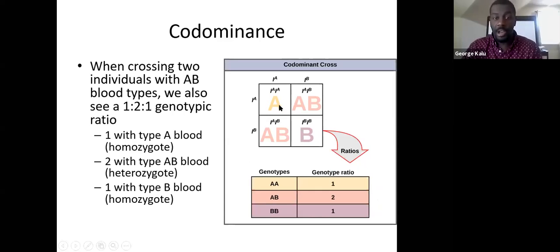If you cause those heterozygotes to mate, again, we're going to see that same 1:2:1 genotypic ratio, where we see one person with type A blood who's a homozygote, two people with type AB blood who are heterozygotes, and one person with type B blood who's a homozygote as well. So whenever you're crossing heterozygotes, we're going to see that same 1:2:1 genotypic ratio, where you have a homozygote, a heterozygote, and a homozygote.